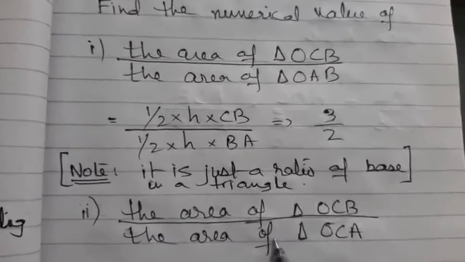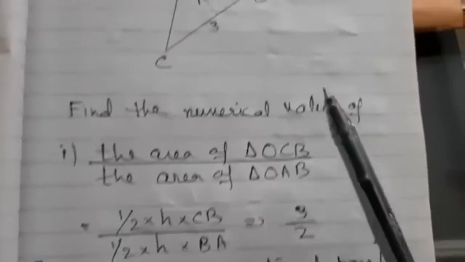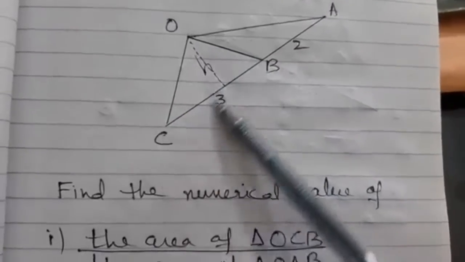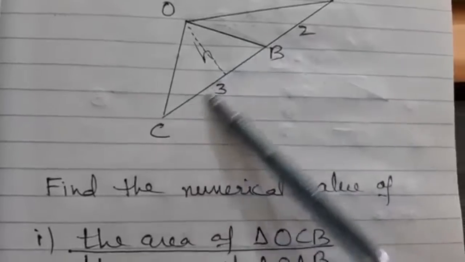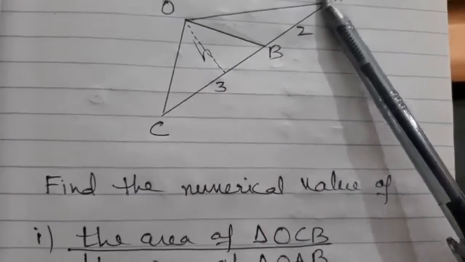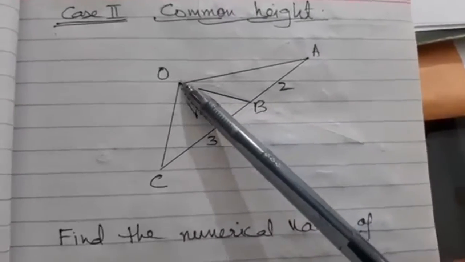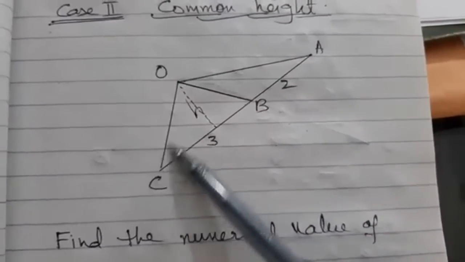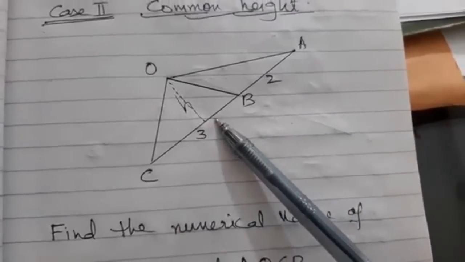Now look at this question. Now the question is saying OCB, OCA. So now the question is asking the ratio of this area with respect to this whole area. Again, it is sharing the common height. Why? If you look at this triangle, the height is H, base is CB. And if you look at this big triangle, the base is this CA, which is 5, and the height is this.